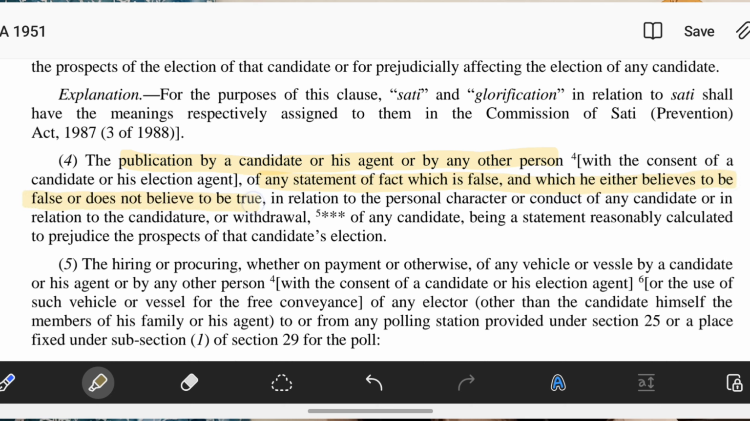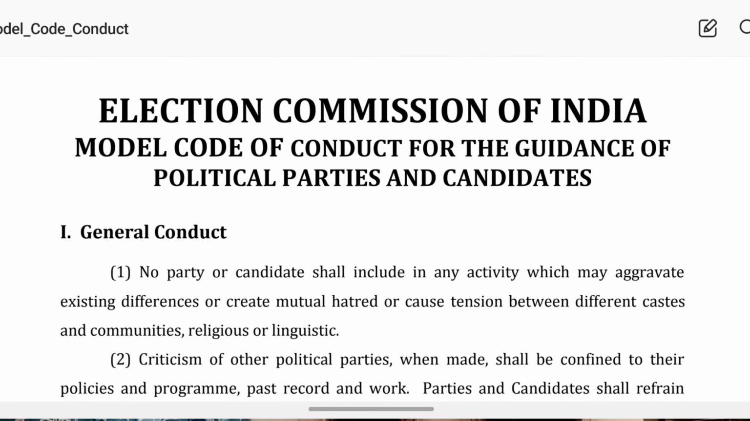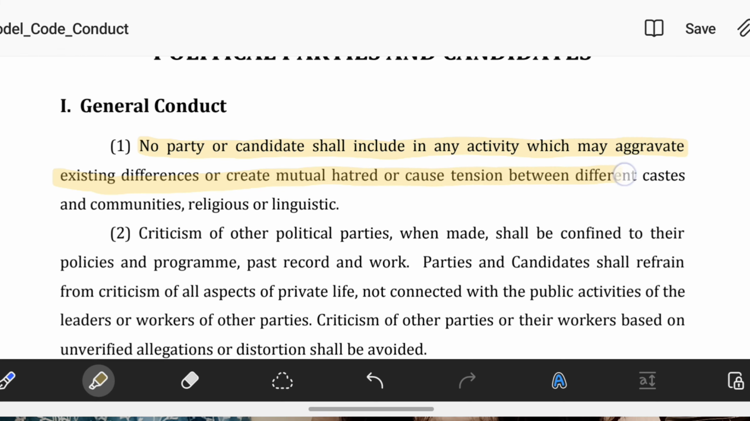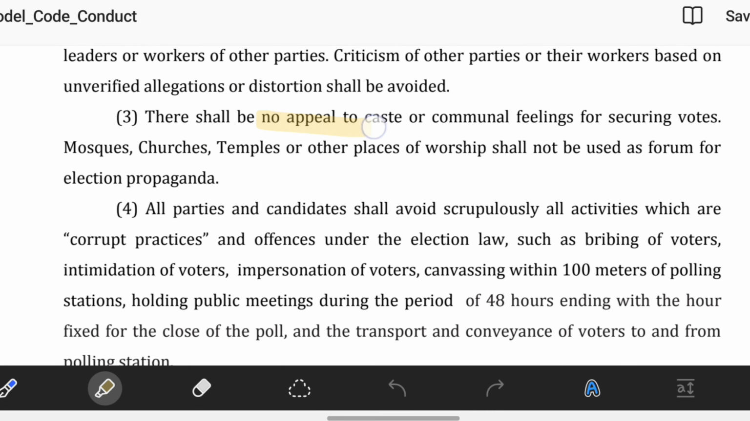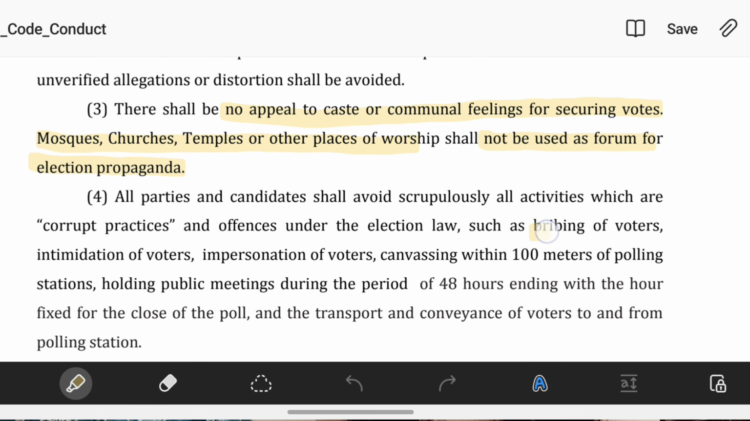Next, we move on to the guidelines of the Model Code of Conduct which have been recently violated. These are as follows. First, causing tension between castes, religious or linguistic communities. Second, appealing to caste or communal feeling for securing votes. Third, using places of worship for election propaganda. Fourth, bribing, intimidating, impersonating voters.